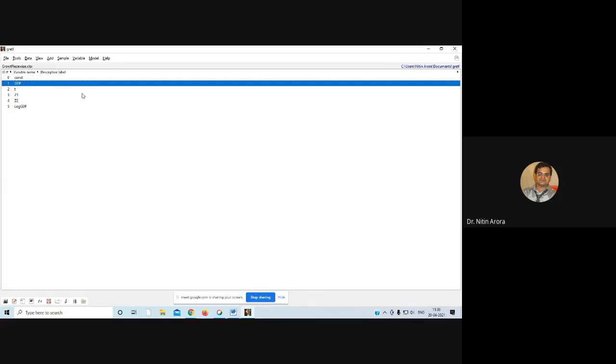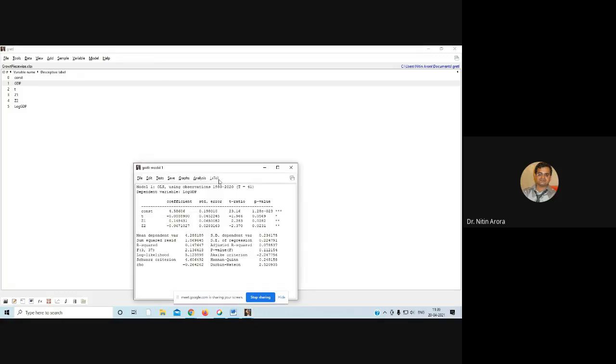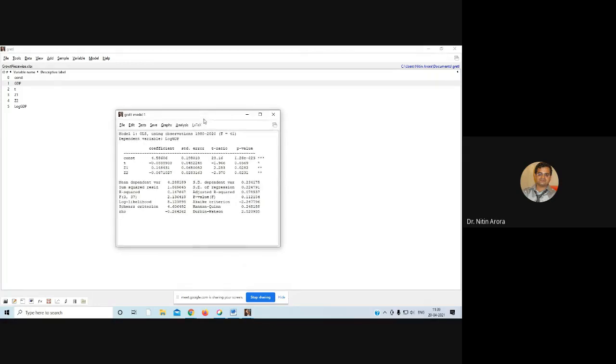What I have to do? Go to Model, OLS. Dependent is log of GDP. Independent are T, Z1, and Z2. Click OK. So these are the estimates.